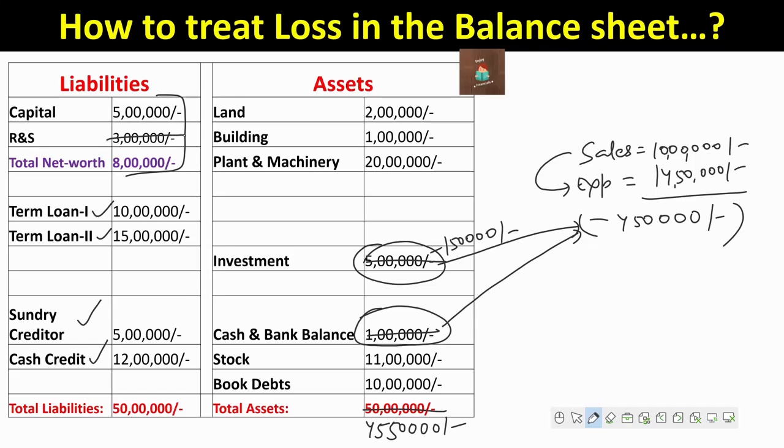So 3 lakh rupees, since the company has made a total loss of 4,50,000, this reserve and surplus has been completely eroded. The remaining 1,50,000 will be reduced from the capital. So the total capital of the company is now 3,50,000. Net worth of the company is also 3,50,000 and the total liability will also be reduced by 4,50,000 rupees. So friends, you see now the assets and liabilities tallied, and this is how the company will submit the balance sheet. They will show you investment 1,50,000 rupees, cash and bank balance 0, and the balance sheet size they will produce before you is 45,50,000.